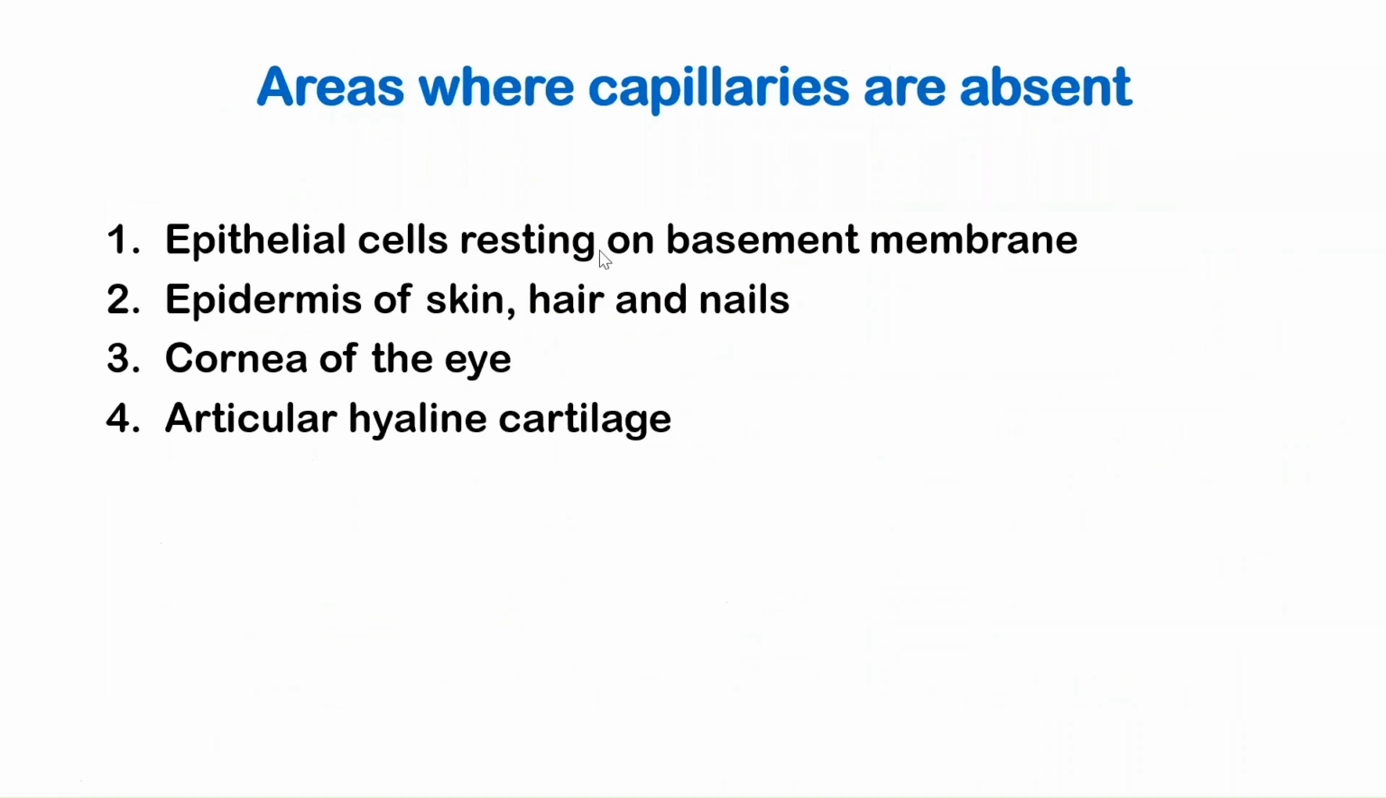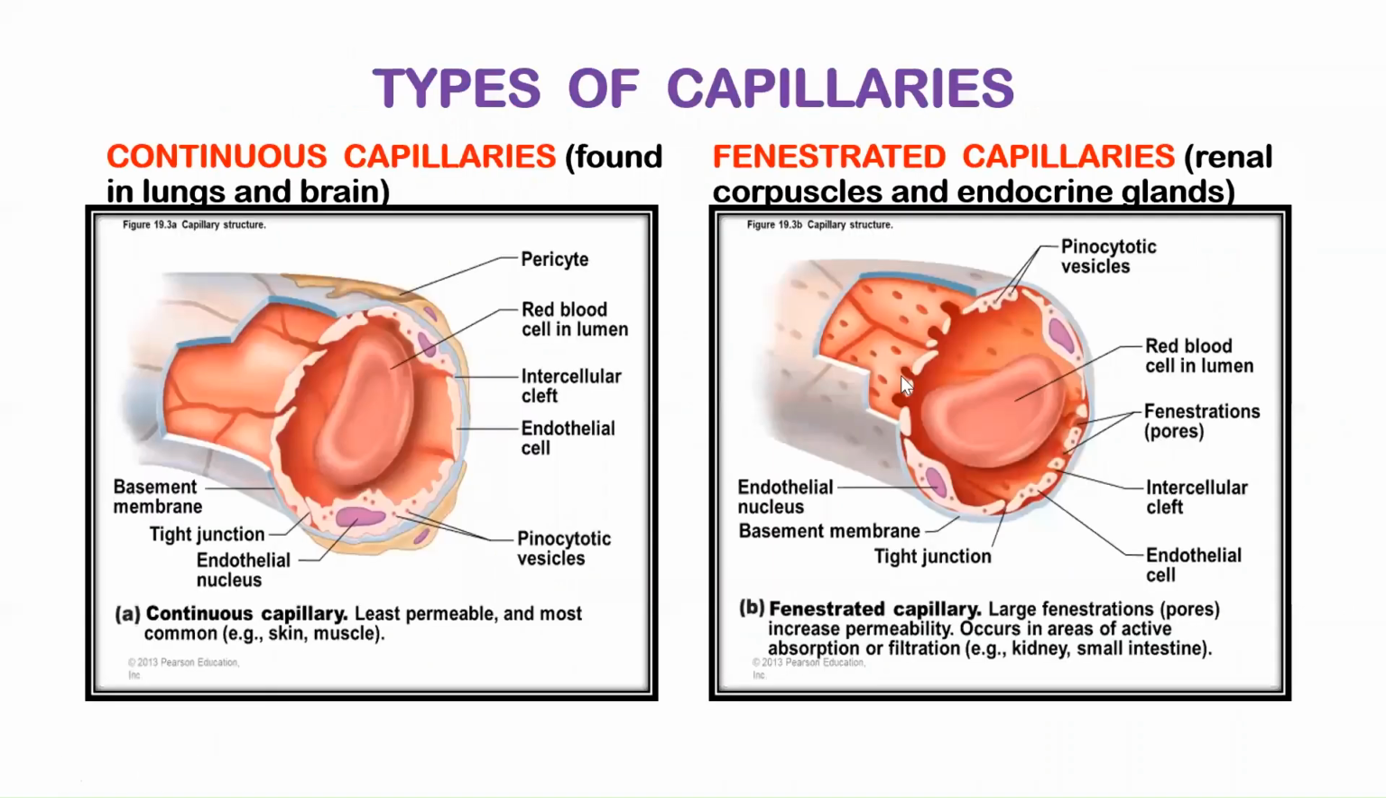They are absent in the epithelial cells resting on the basement membrane, the epidermis of the skin, hair, nails, the cornea of the eye, and the articular hyaline cartilage. There are two types of capillaries: the continuous capillaries and the fenestrated capillaries. In continuous capillaries, the endothelial cells are connected to each other by tight junctions and rest on the basement membrane. In fenestrated capillaries, the endothelial cells have large pores or fenestrations resting on a basement membrane which is intact. It is present in the kidney and the small intestine.